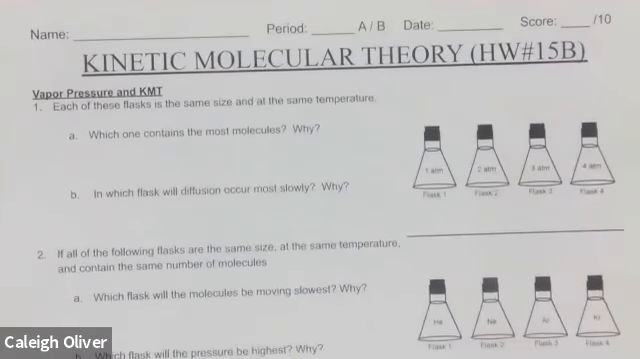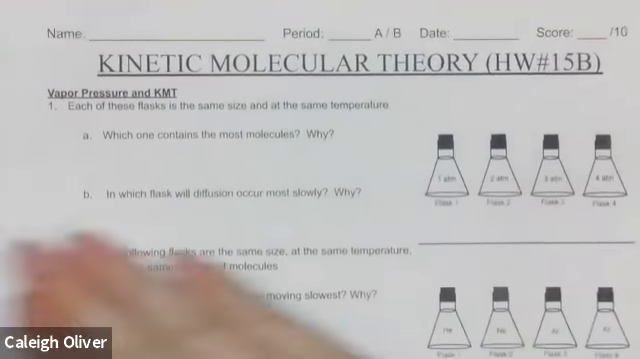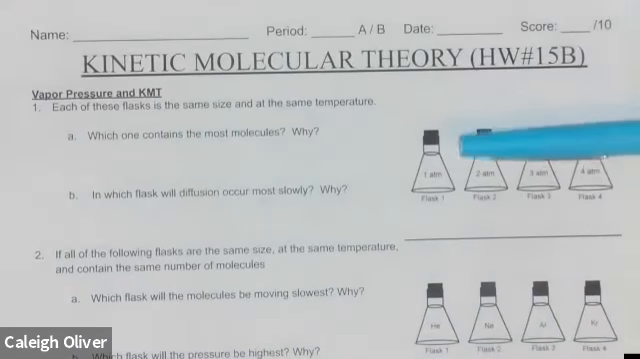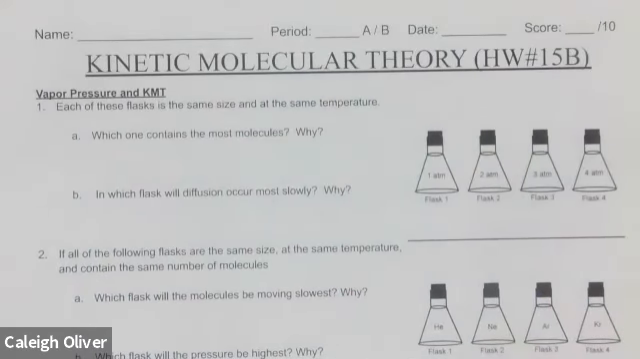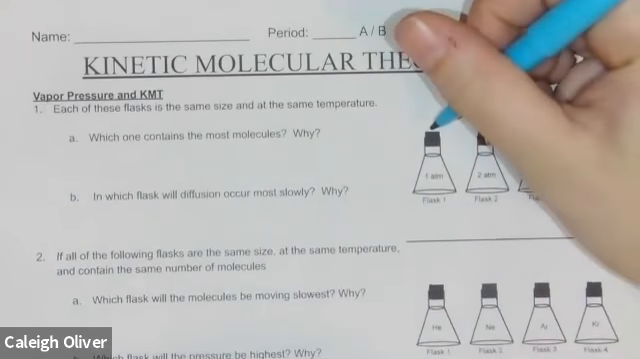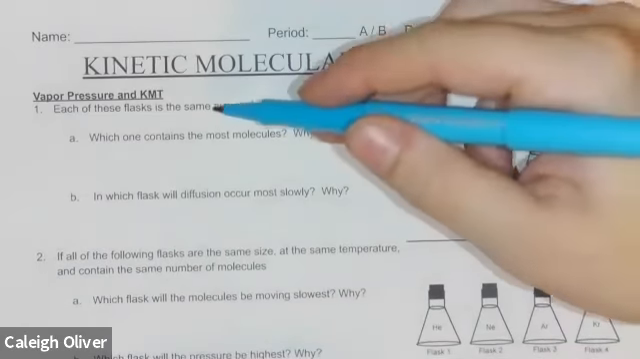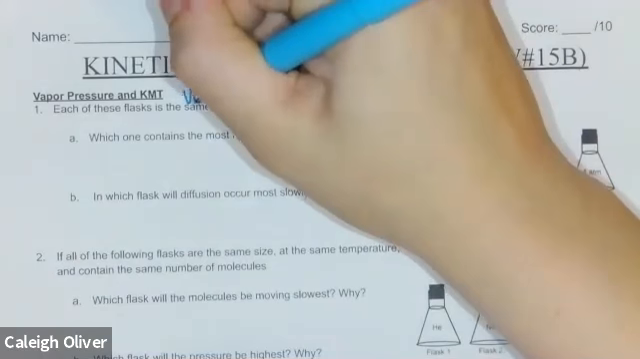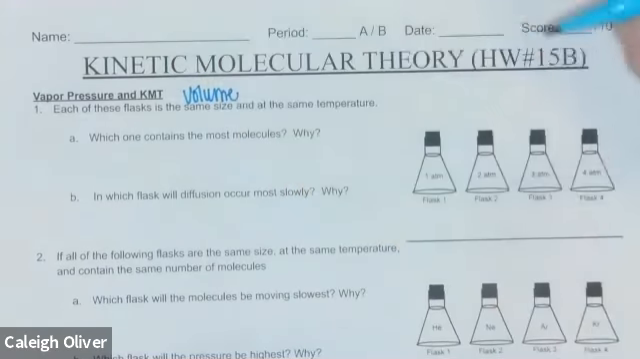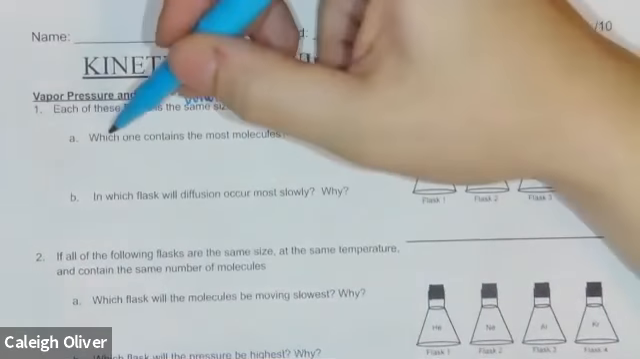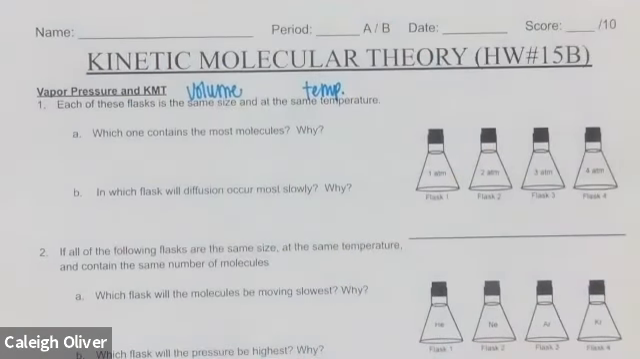So the first, number one, part A and part B are referring to this set of flasks here. Each of these flasks is the same size and at the same temperature. Flask 1, 2, 3, and 4. Same size meaning the same volume and obviously same temperature. You know what temperature is. Which one contains the most molecules?